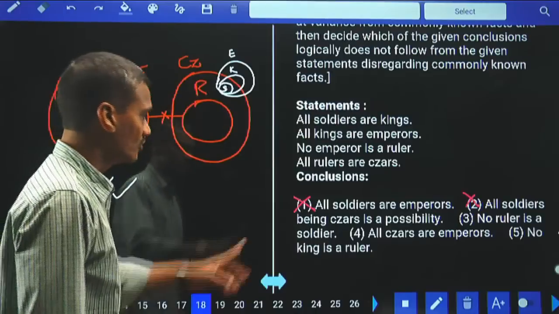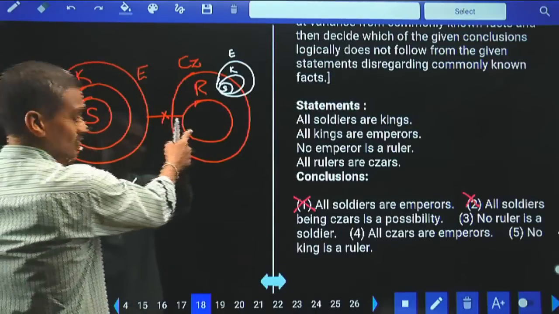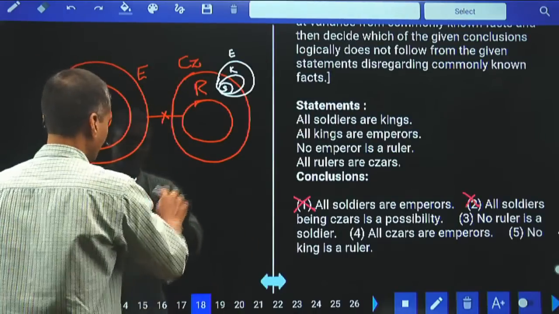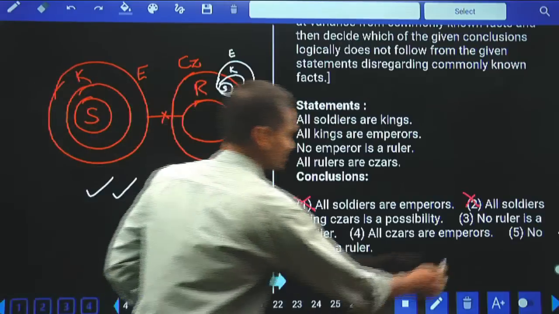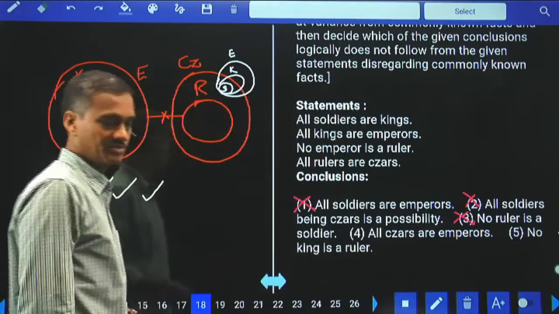Then third one. No ruler is a soldier. Soldier is here, ruler is here. As of now it is true. As it is true once, it cannot be false. Hence, forget about that one, it cannot be your answer.